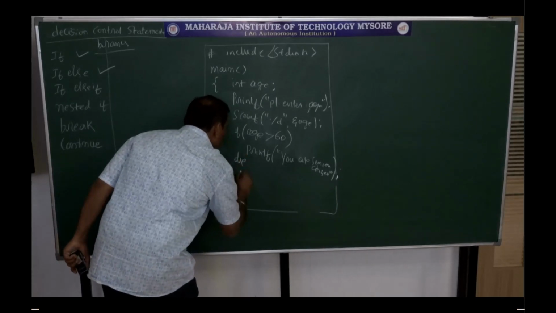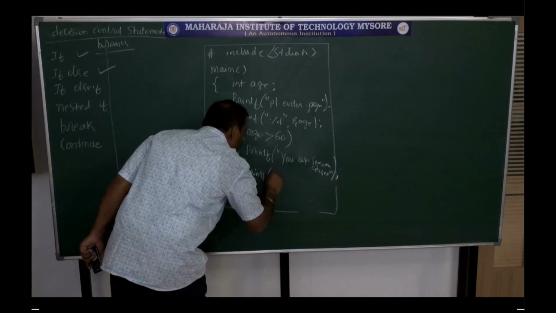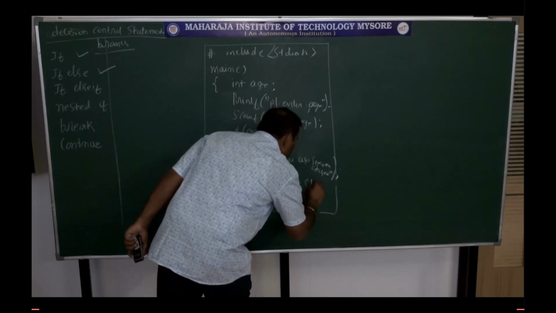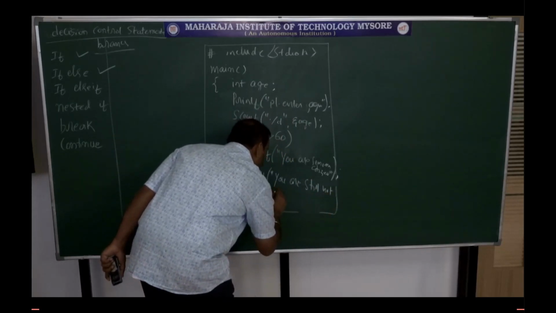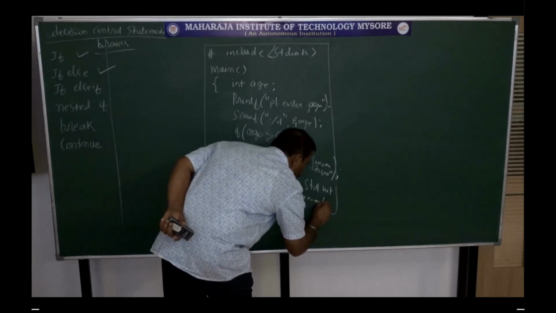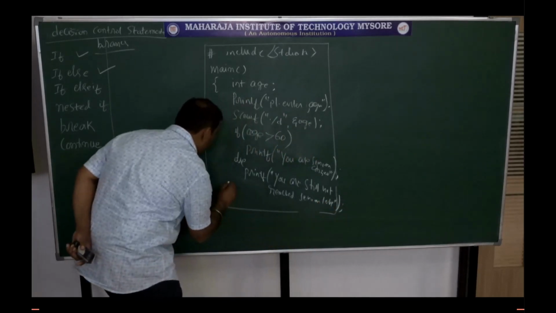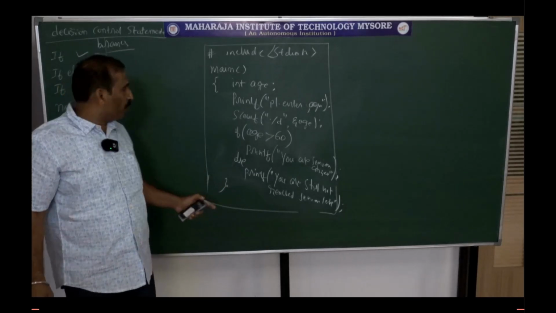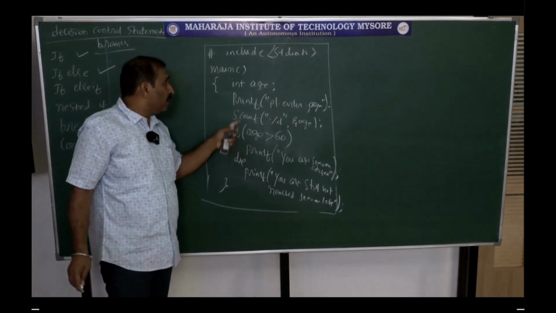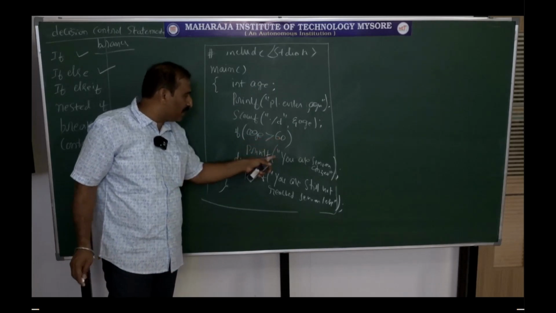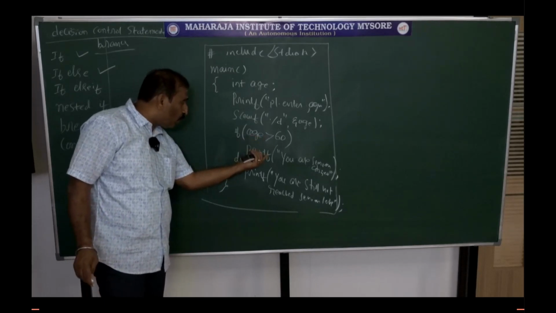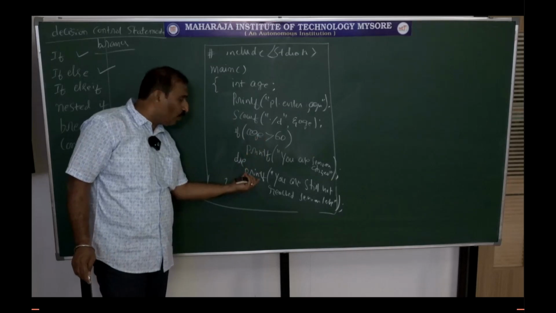Else, printf. Now you can see, from the same program I have modified it with else along with this. If age is greater than 60, you are printing a message, you are a senior citizen. Else means if this is true, this is executed. If this is not true, you are executing this.